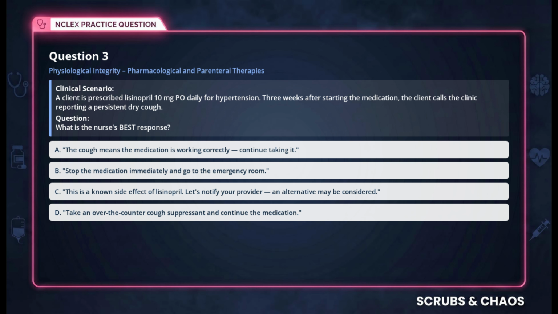A client is prescribed lisinopril 10 milligrams by mouth daily. 3 weeks later, they call reporting a persistent dry cough. What is the nurse's best response? A. The cough means the medication is working. Continue taking it. B. Stop the medication immediately and go to the emergency room. C. This is a known side effect of lisinopril. Let's notify your provider, and an alternative may be considered. D. Take an over-the-counter cough suppressant and continue the medication.